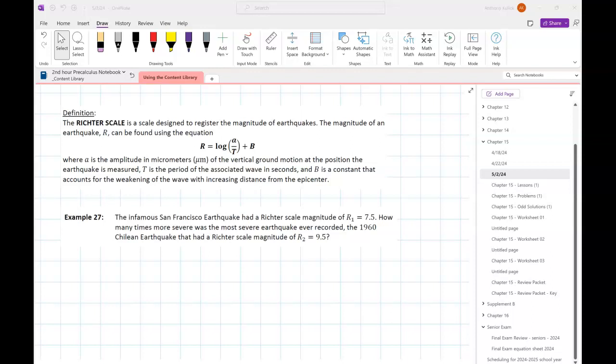And B is a constant that accounts for the weakening of the wave with increasing distance from the epicenter. So if there's an earthquake that happens in Los Angeles, are we going to feel anything here? No, right? The further away you move from that epicenter, the weaker the earthquake's going to feel. Like if the earthquake happens in San Francisco and you're out at an eastern suburb, you may not feel it much at all, right? May just be like, oh, something tipped over on my table. Meanwhile, it's pandemonium near the coast or whatever.